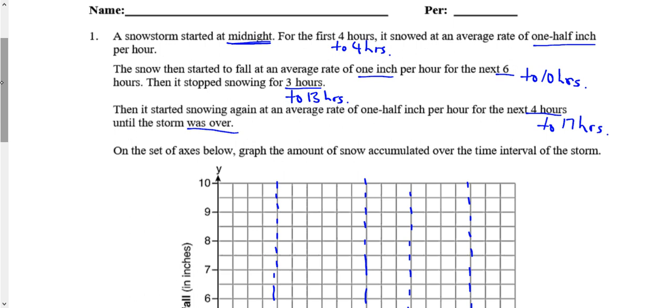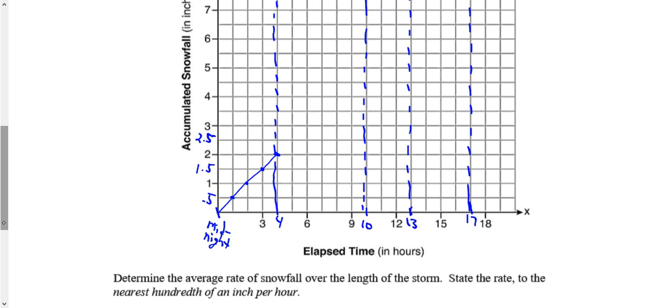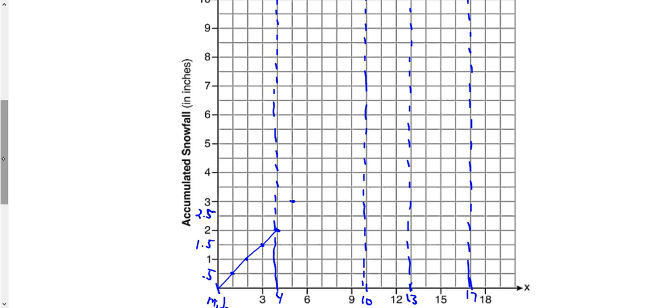Different rate now. Instead of half an inch, what is it? 1 inch per hour out to 10 hours. So let's pick up where we left off. From here, instead of going up a half, how much are we going up? Technically it's up 1/1, but 2/1 because it's going by halves. So for the first hour, go up a full inch. The next hour, up another full inch. Next hour, up another full inch.